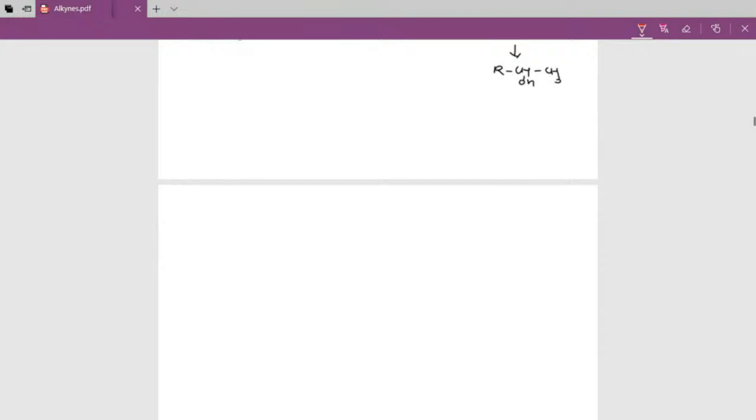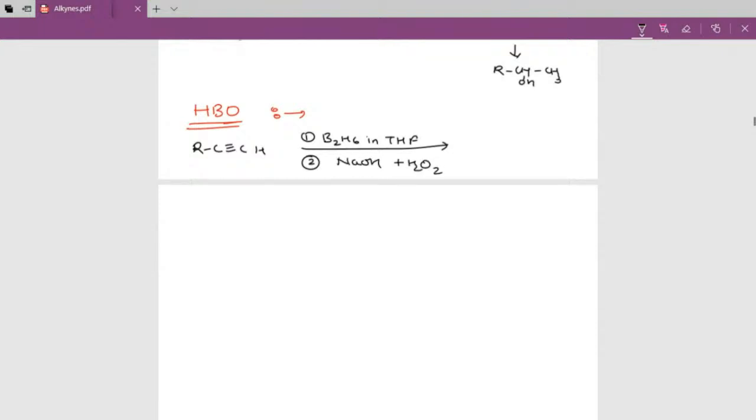Just a similar reaction, HBO, hydroboration oxidation. Now what will be there in HBO? Let me write triple bond CH. First is B2H6 in THF and second is NaOH plus H2O2. Here the answers are aldehydes always.